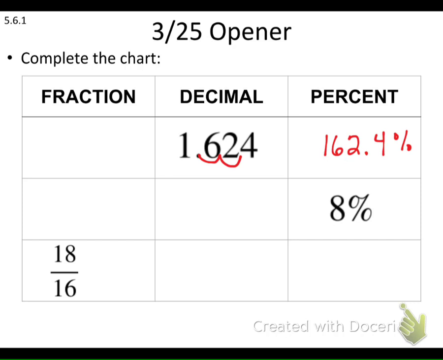Good. Now, because this percent has a decimal in it, we don't want to change that percent to a fraction just because the decimal with the percent sign would make it pretty difficult. So we're going to have to actually change the decimal to a fraction. How do we change a decimal point to a fraction?